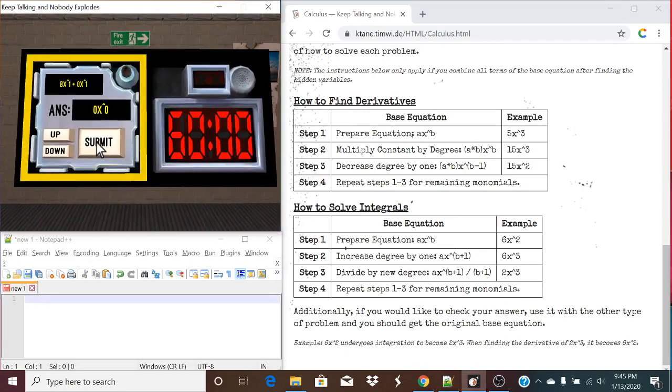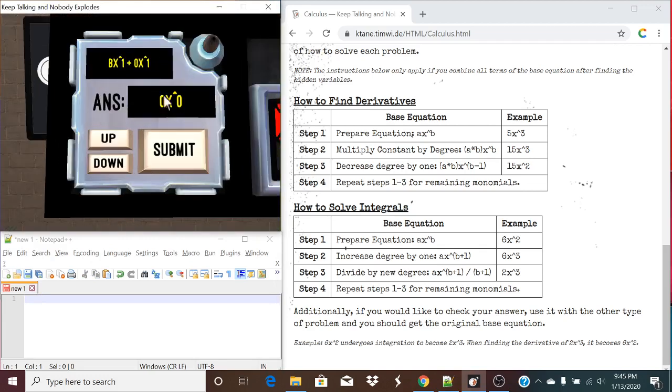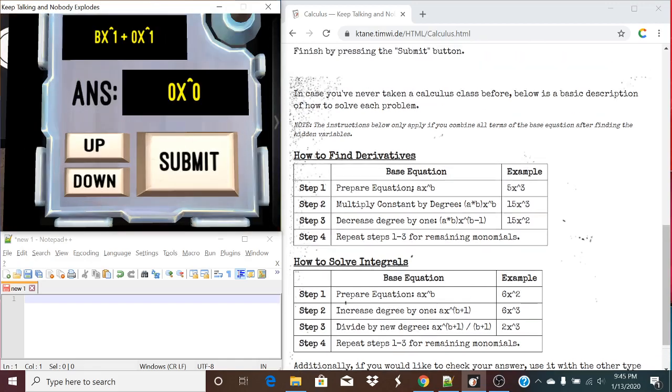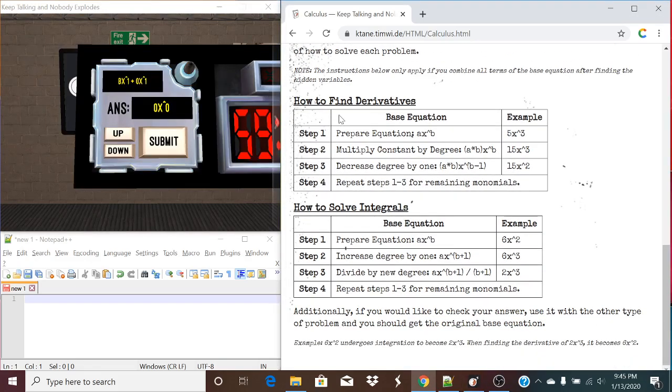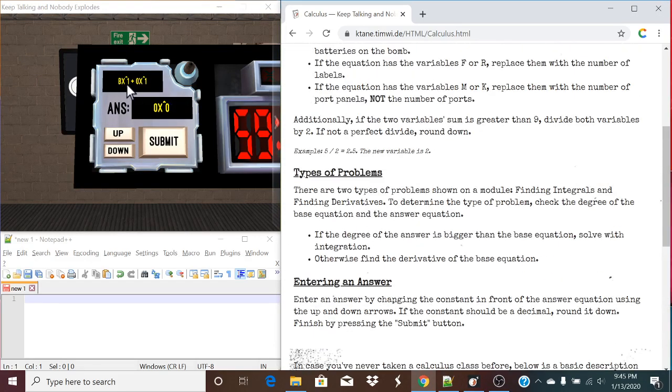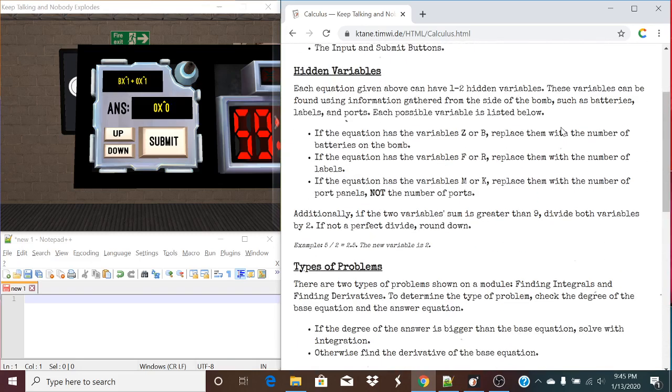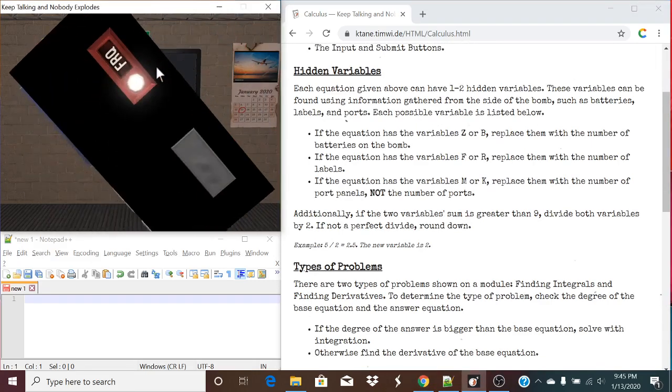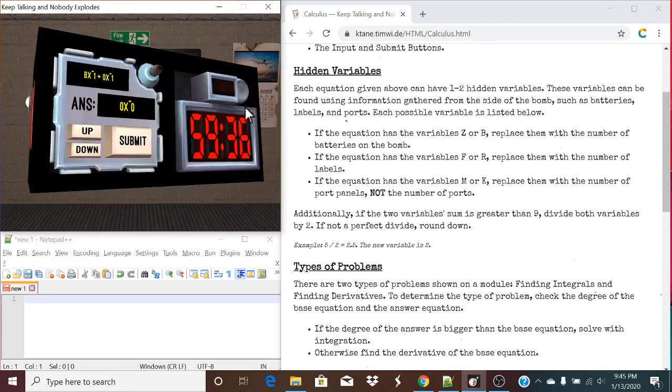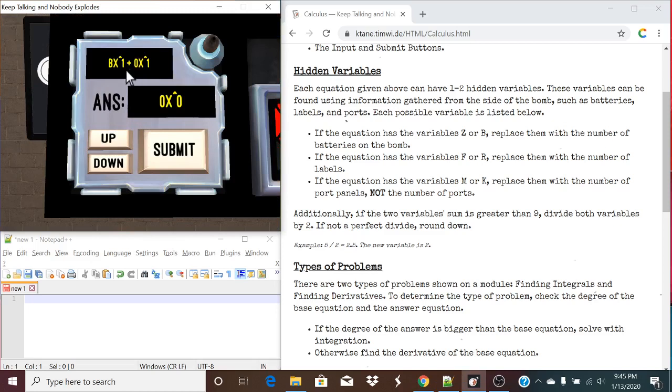Hope we can get an integral here. Nope, we get a derivative. So we have here b of x to the power of 1 plus 0 of x to the power of 1. Let's take a look. So this 0 x is irrelevant. And Bravo x is going to be, we're going to replace it with the number of batteries in the bomb. So we have 1 battery. So essentially, we're going to do a derivative, so that's 1 times 1 is 1.